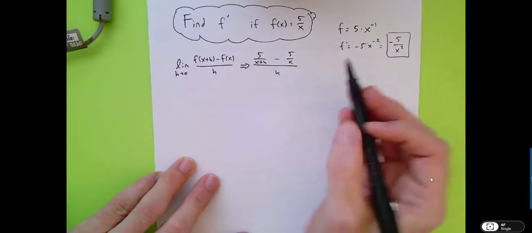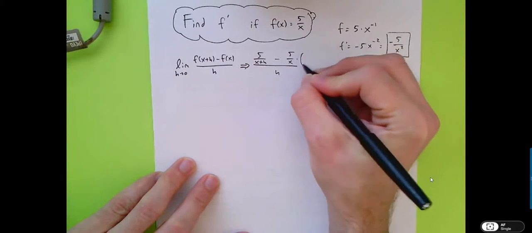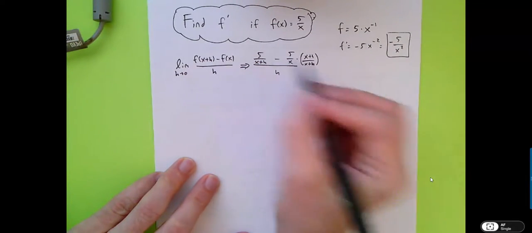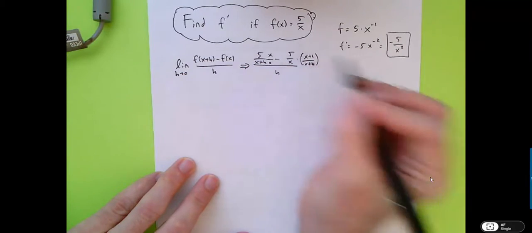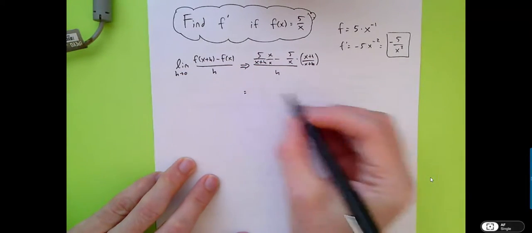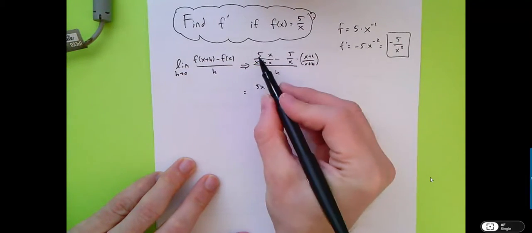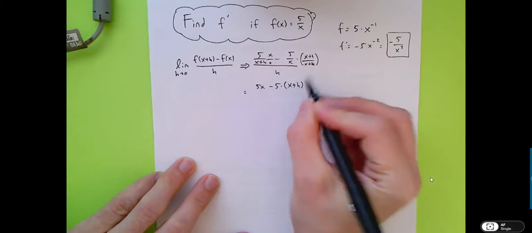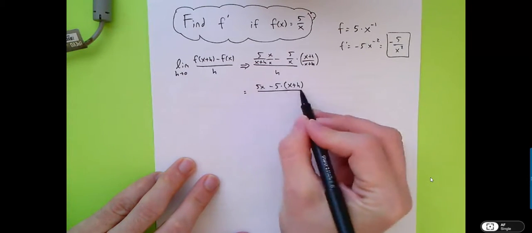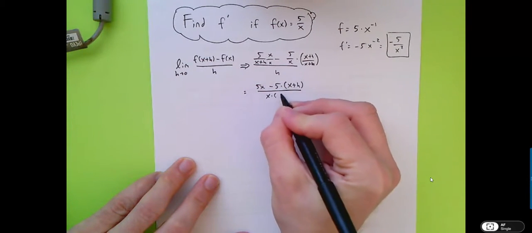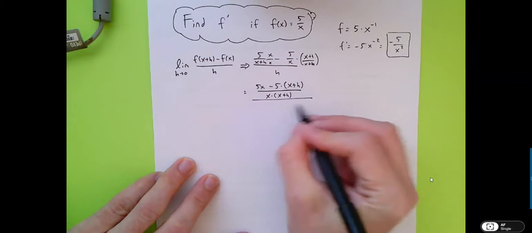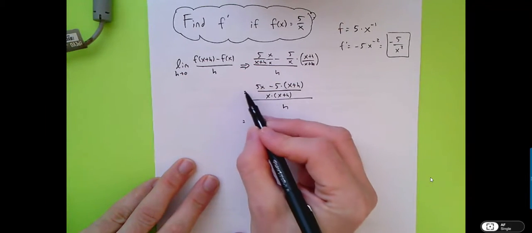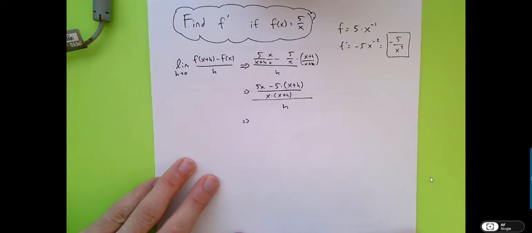All right, so let's combine these two fractions. So I'll multiply this side by x plus h over x plus h. I'll multiply this by x over x. So that's going to give me now, in the numerator, 5x minus 5 times x plus h, so that's this minus that. And then in the denominator here, I've got x times x plus h, and then that's all over h. And remember, this is all still limit of this expression.